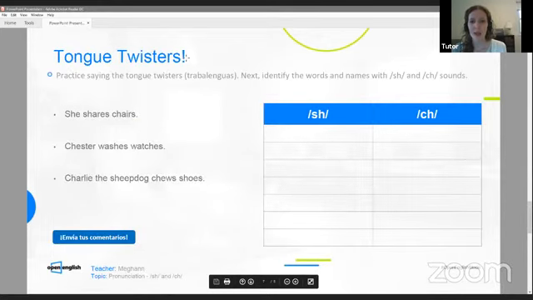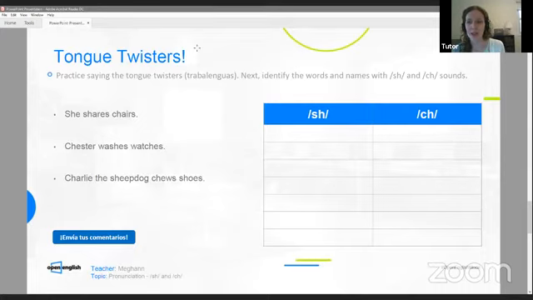Tongue twisters or trabalenguas. Practice saying the tongue twisters. Next, identify the words and names with SH and CH sounds. Remember, SH is sh, long, and CH is ch, short. So send your ideas, envía tus comentarios.